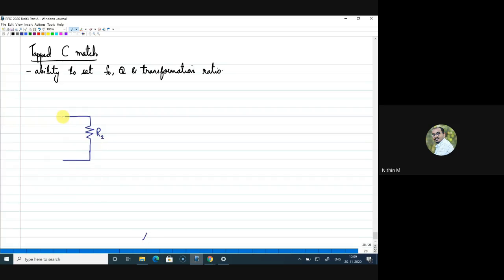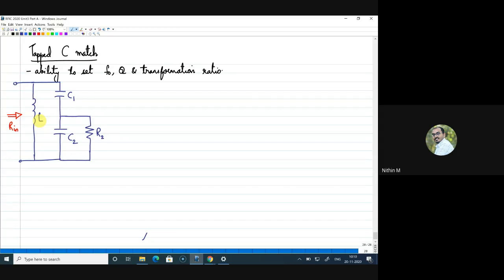The tapped capacitor match basically uses two capacitors, one across this resistance and one more capacitance in this way. Let me name this C2 and this C1. The reactive elements will be cancelled by an inductor placed in this form, and from this end we will measure our input impedance, the transformed impedance. We will call this L. So this is how the tapped capacitor resonator looks.